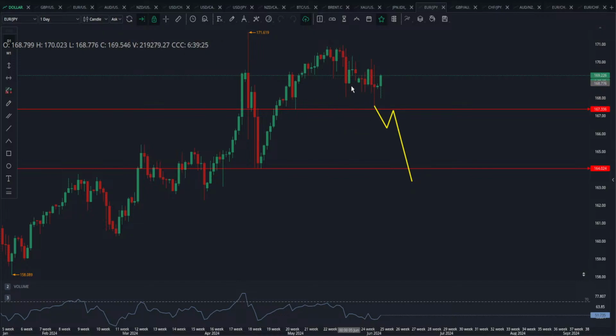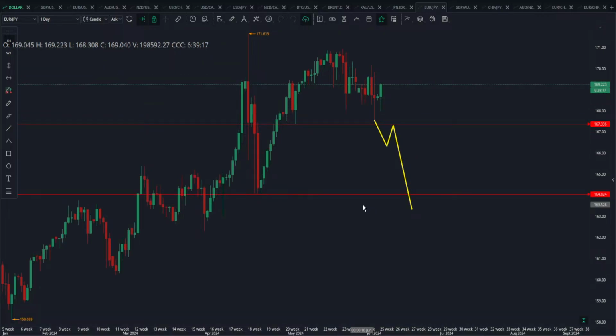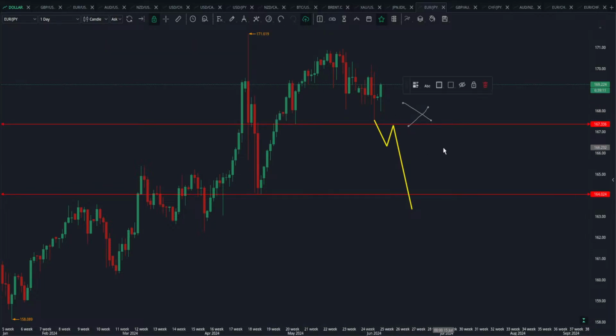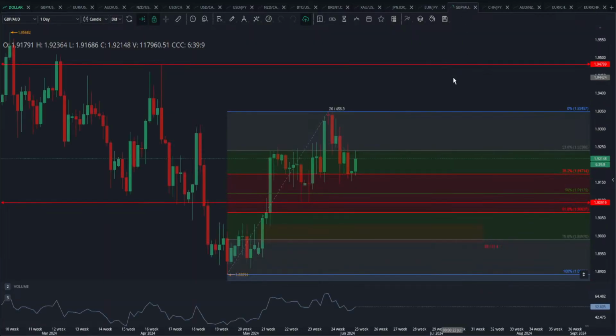Euro JPY. I think we are expecting lower prices in this one, so any rise should be seen as a selling opportunity with the targets to the downside. Although yen is very weak, I'll say don't trade this market because as such it is not moving anywhere. So stay away from this one. This is not moving. GBP AUD is what you should be looking for as a buy.